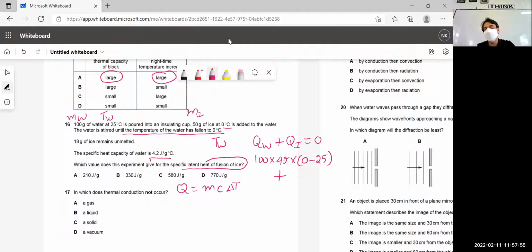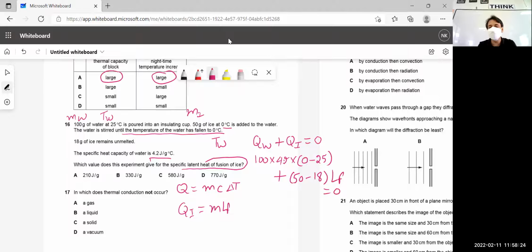Plus Q, the amount of heat when the phase change is taking place, and for that I have an equation. Let's write: what is the mass of ice that converted, that turned to the liquid? So this is 50 minus 15, that is equal to 35, multiplied by the latent heat of fusion that we need to calculate, which is finally equal to 0.